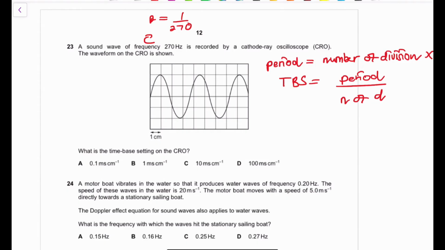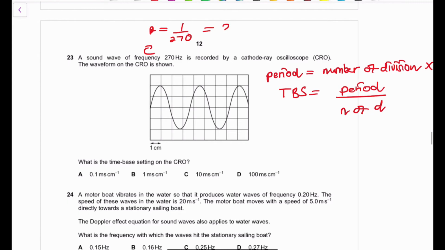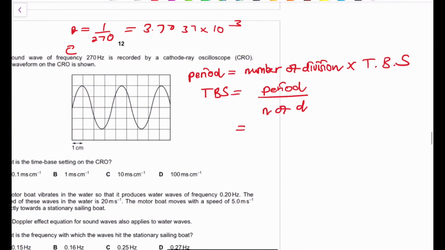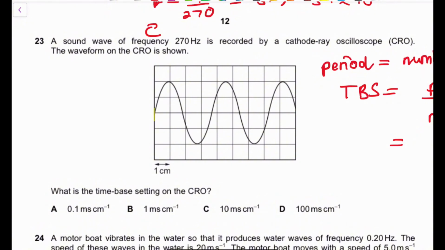So the value of your period is about 3.7 times 10 to the power of negative 3. The number of divisions is basically the number of divisions taken for one complete oscillation. So if I look here, you have to start here.